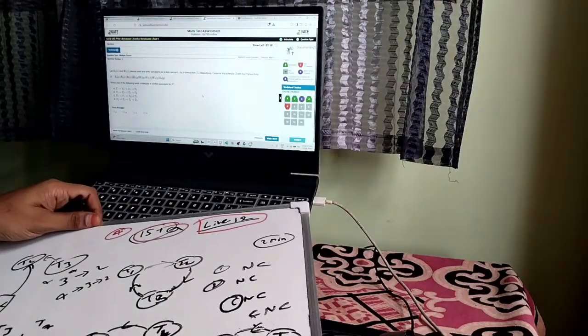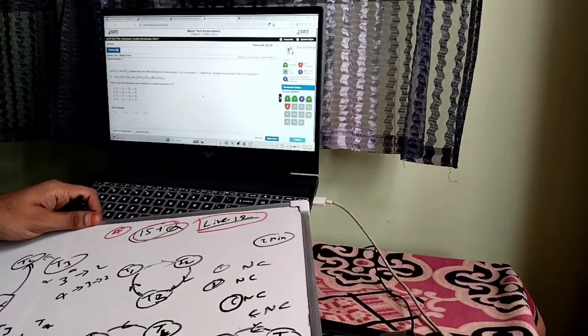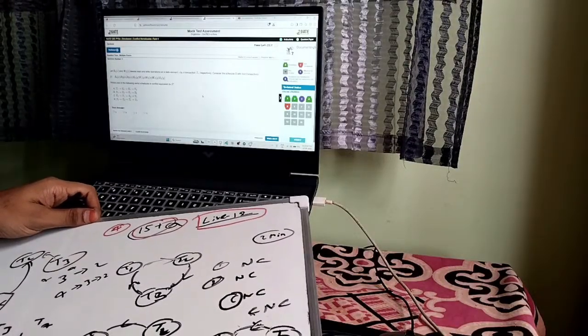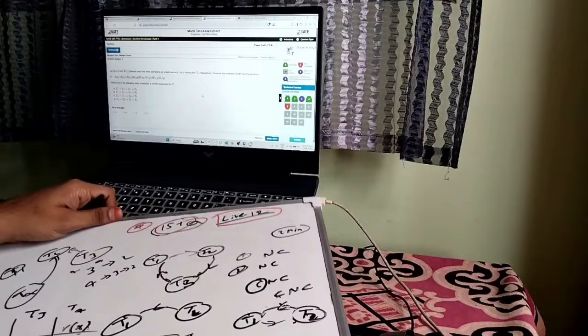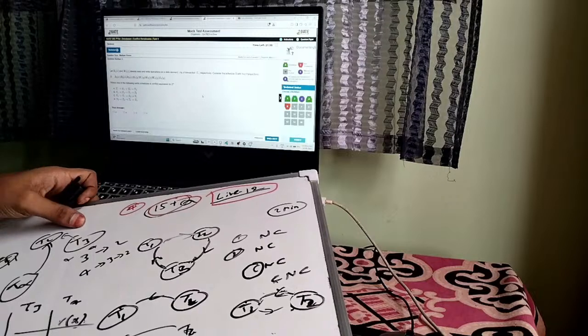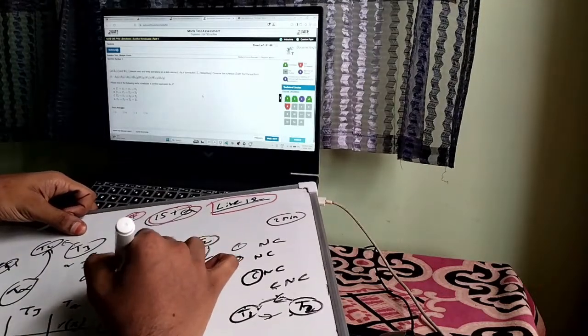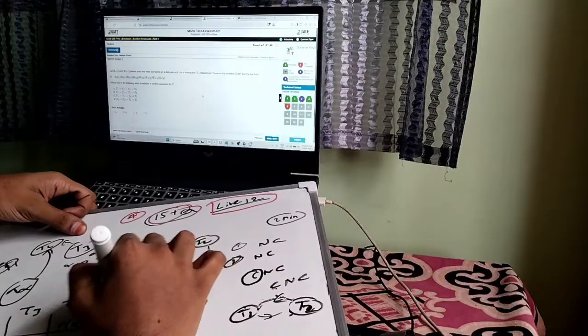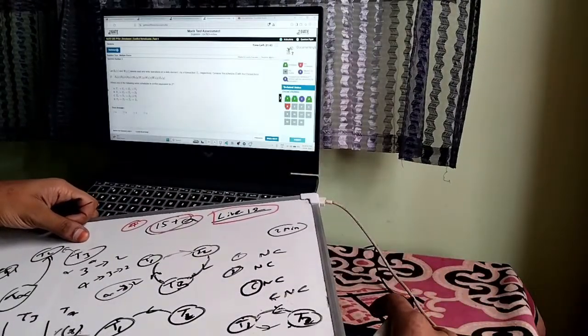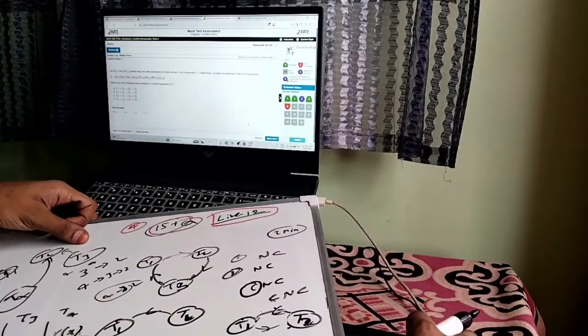Let's see. First you have to remove four to this one, and then after four to present. I think, if I'm not wrong, it's better four to. Okay, there are two options: four to and after three. One will be correct.